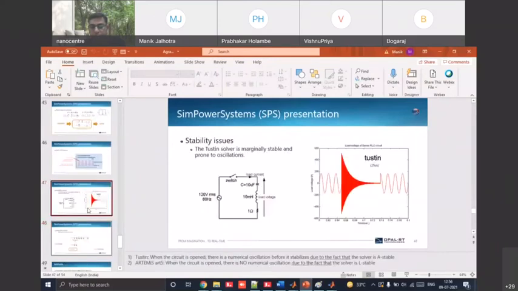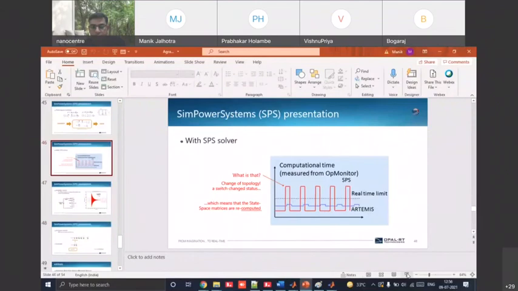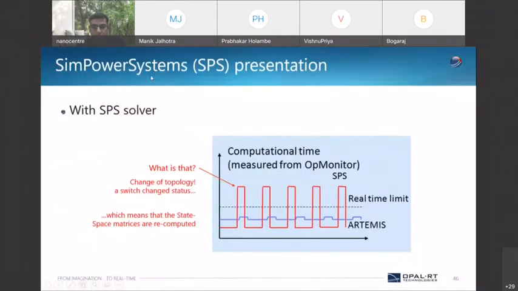So what we were actually doing is studying the effect of the SPS libraries, I mean the SPS solution. What we were observing is that whenever the switch changes its status, the time which it requires is very high as compared to the real time limit. This is one of the drawbacks when we are working with the SPS solver.